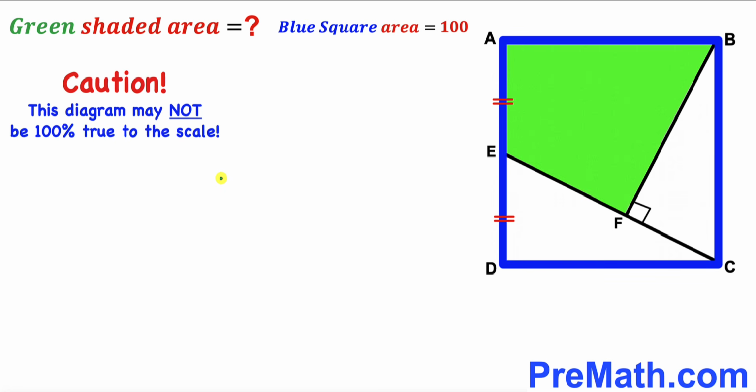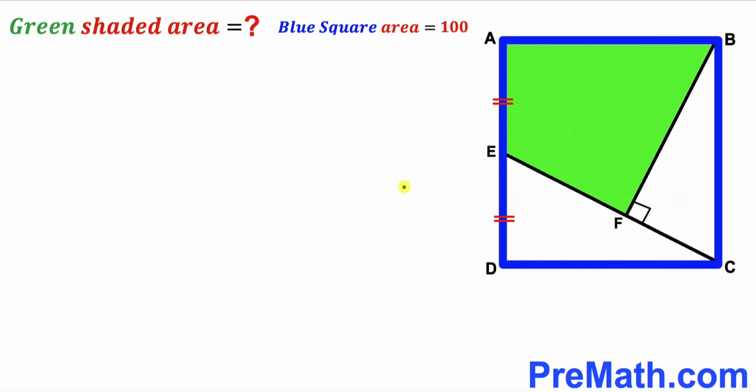Please keep in mind that this figure may not be 100% true to scale. Let's go ahead and get started, and here's our very first step. Let's focus once again on this big blue square ABCD. We know the area of this big blue square is 100 square units, and now our task is to find the side length of this square.